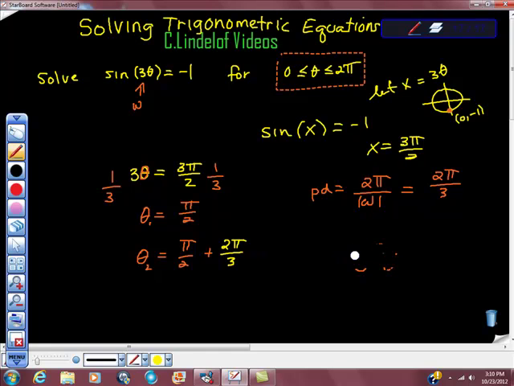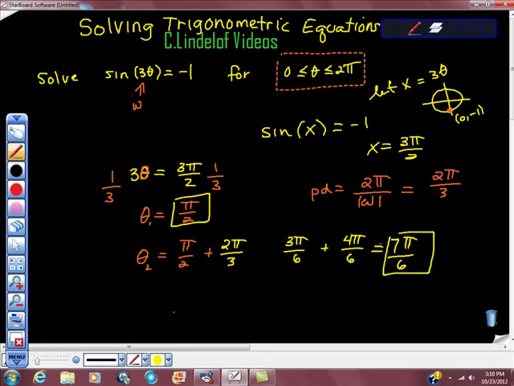So just to do our little bit of math here, I need a common denominator, so I'm going to make this into 3 pi sixths, which is the same as pi halves, plus 4 pi sixths, which is the same as 2 pi thirds, is equal to 7 pi sixths. So that's another theta value that works. So here's one, and here's another one.